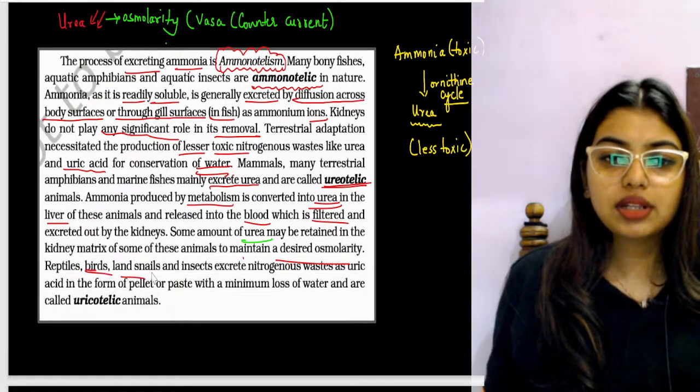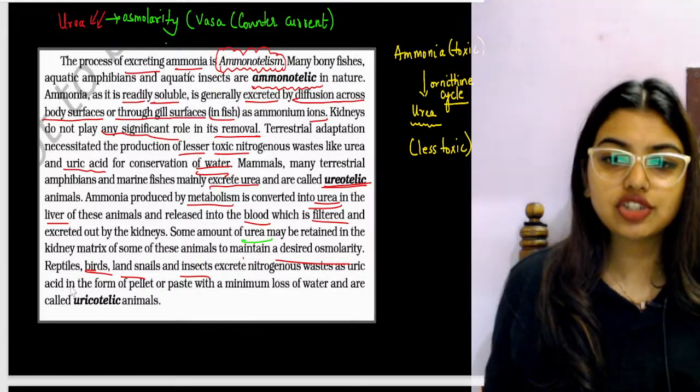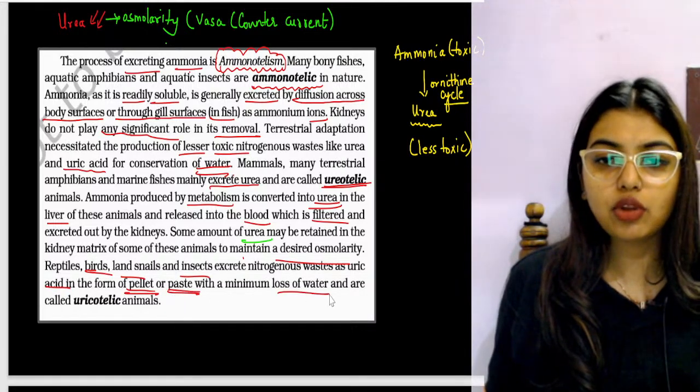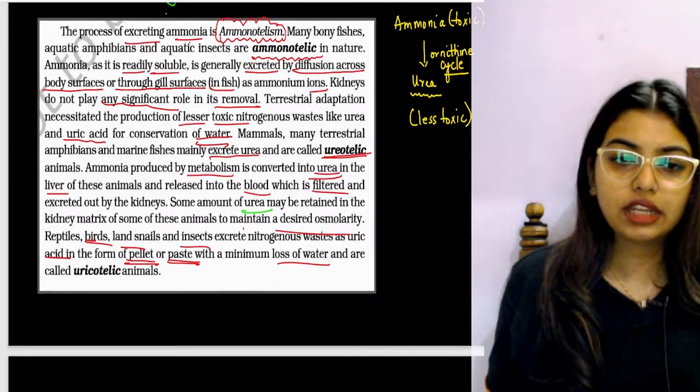Now reptiles, birds, large snails, insects excrete nitrogenous waste as uric acid in the form of pellet or paste with a minimum loss of water and are called uricotelic organisms.